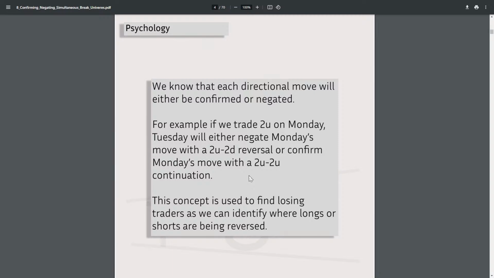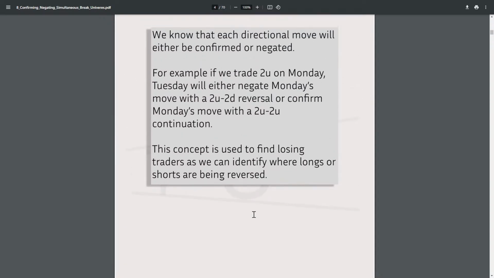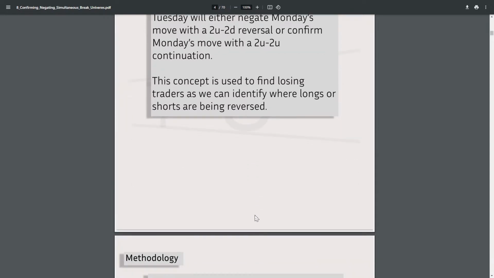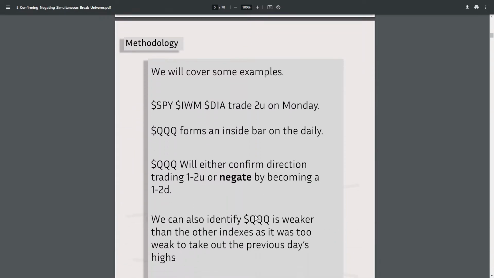Monday's move or direction. This concept is used to find losing traders, as we can identify where longs or shorts are being reversed and where they are forced to stop out. Because if they were right on Monday and they were long anytime during Monday, on Tuesday, if we take out Monday's lows, they're no longer right and they have to exit. So this is how we know where the losers are. And the whole turnaround Tuesday thing.